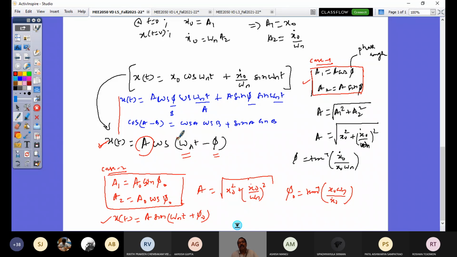So what was the highlight, the crux of the previous class? The displacement, velocity, and acceleration vectors are rotating vectors in a harmonic motion, and they differ by phase angle pi by 2 respectively, from displacement to velocity, from velocity to acceleration. That's what we have been seeing. So that holds good in any of these forms of equations that you consider, right?